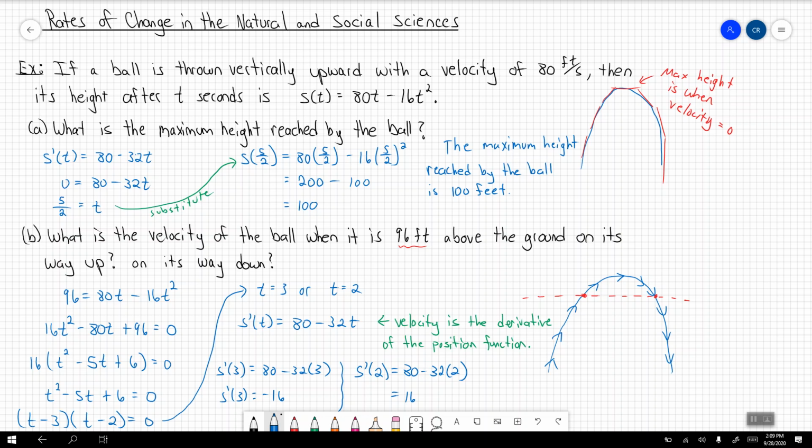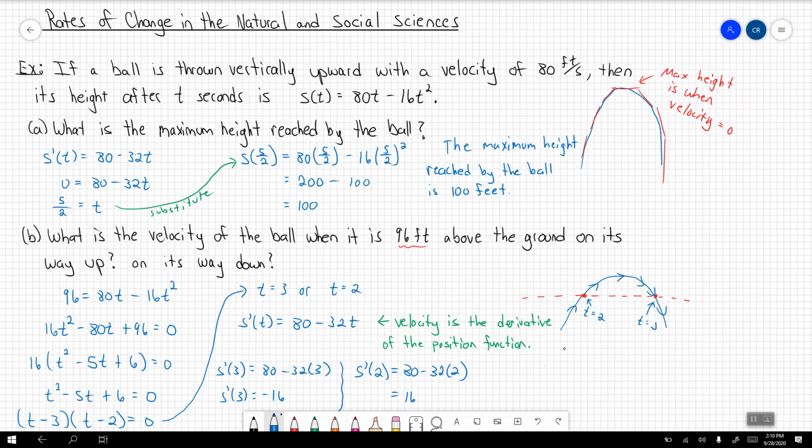Now, what does this mean? Well, this actually tells us that my velocity at time t equal to 3 seconds is negative 16. What does that mean? Well, at t equal to 3 seconds, the ball's coming downward, which means it has a downward velocity. At t equal to 2, the velocity is positive, which means that this ball is headed in an upward direction. So when we start analyzing this, we can now start summarizing what we found.